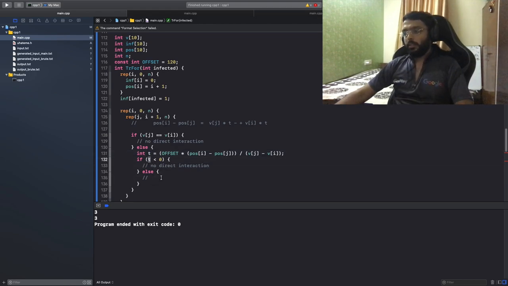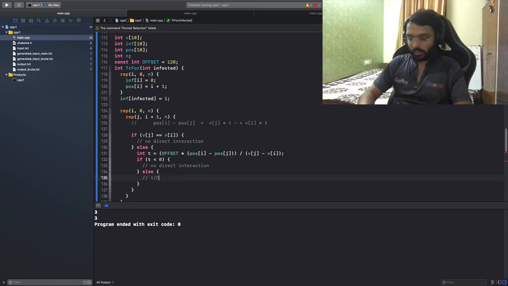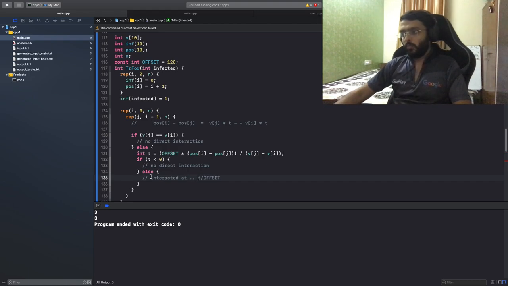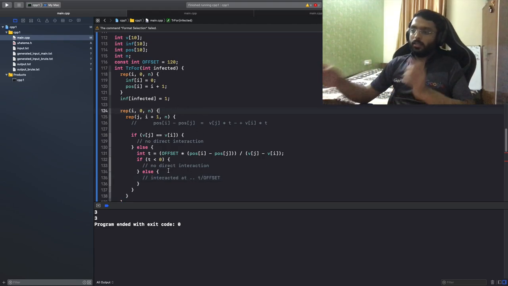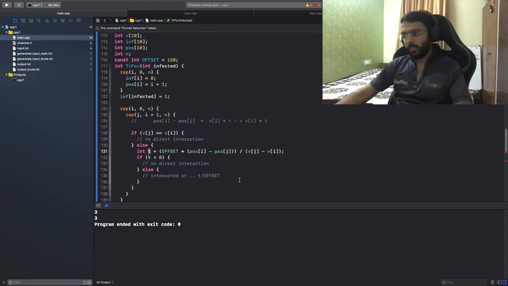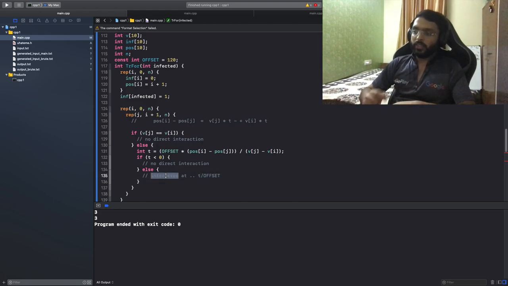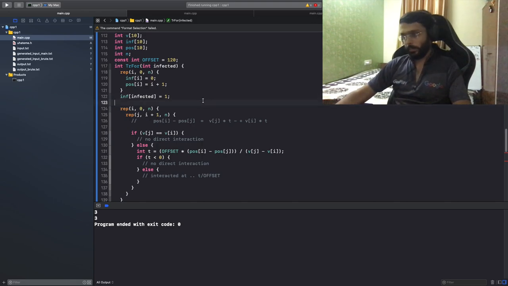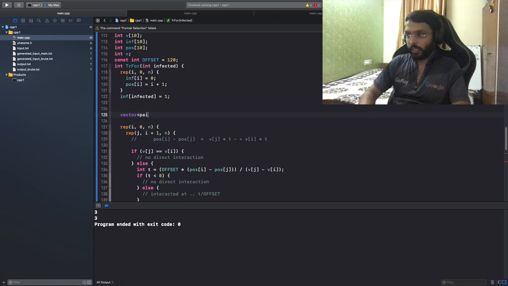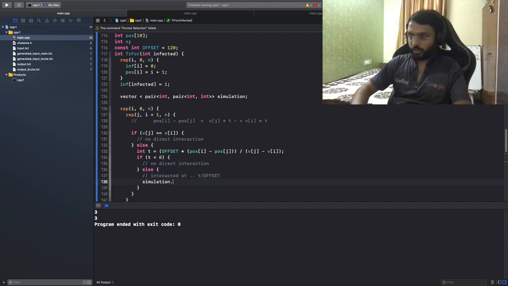Otherwise, they actually interacted at some time t divided by offset. But what I need is really just a sequence of times. So I will figure out all the pairs, and then I will sort by the time of interaction for them, and then iterate through each. So vector of pair of int, which will be time comma pair of int comma int, the pair which is actually infected. So simulation dot pushback, make pair of time comma make pair of i comma j.